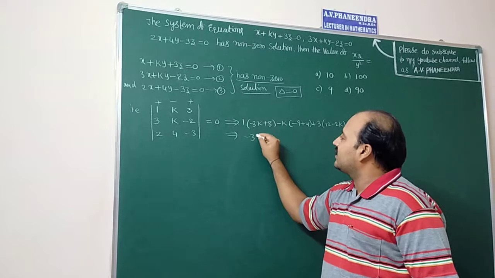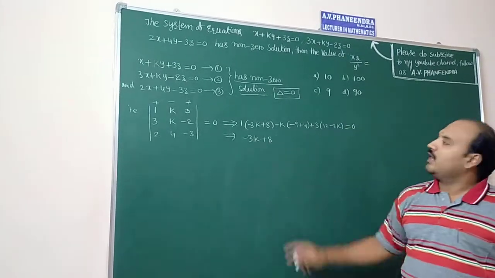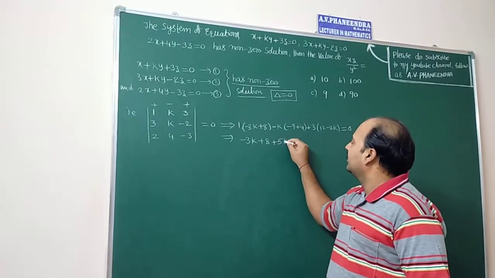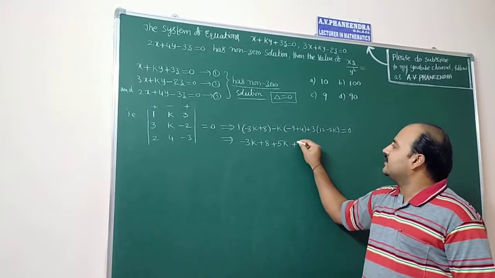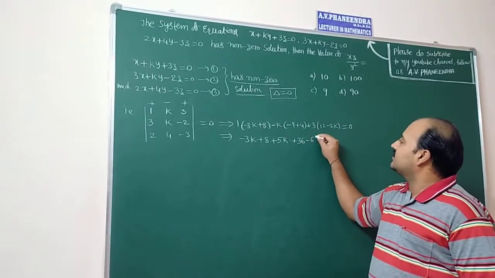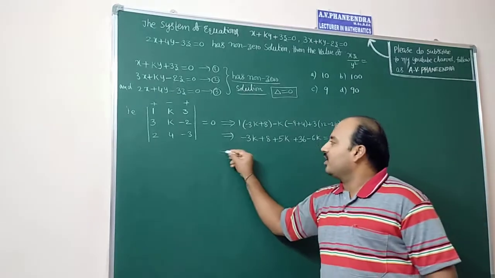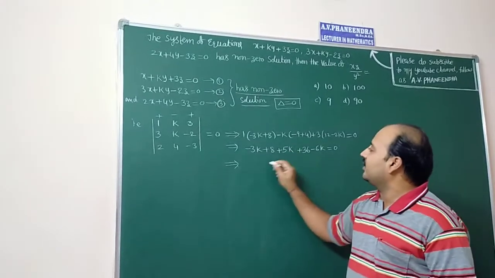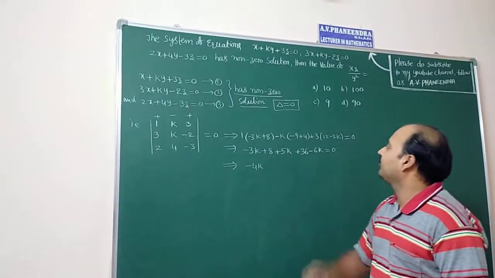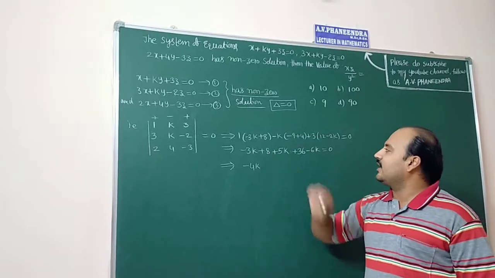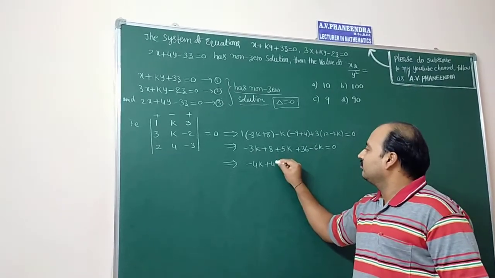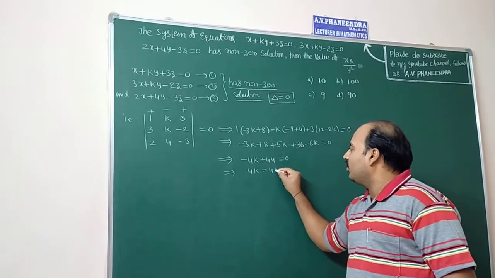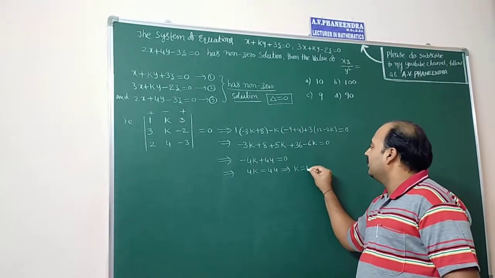That implies minus 3k plus 8, minus 9 plus 4 is minus 5, minus 5 into minus k is plus 5k, 3 into 12 is 36 minus 6k is equal to 0. That implies minus 6k minus 3k is minus 9k, plus 5k is minus 4k, 36 plus 8 is 44, equal to 0. That implies 4k equal to 44. That implies k is equal to 11.